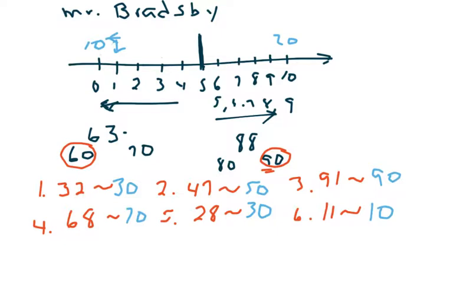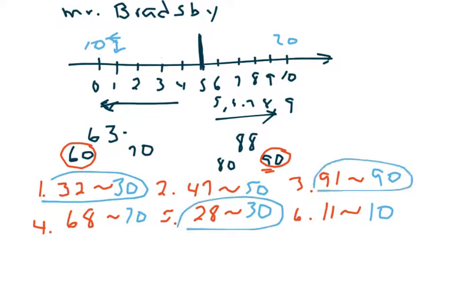We've tried that before, but that's pretty nice, isn't it? Simple, gives us an estimate of about what this number is. 32 is about 30. 28 is about 30. 91 is about 90. 47 is about 50. So just an estimate of about how big these numbers are.